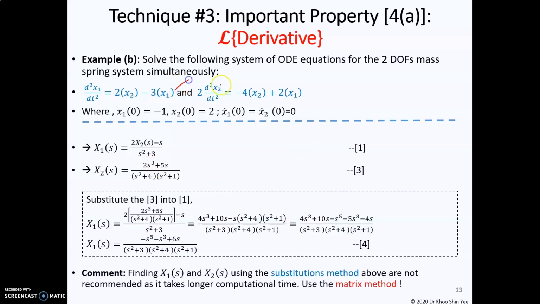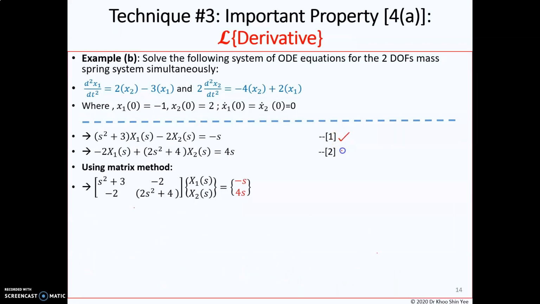Imagine that we have more than 2 ODE, let's say 3 ODE and above. So in this case, by using the substitution method, it is not recommended because it takes a longer computation time. Please use the matrix method to find the X1, X2 in this study. These are the previous two equations where you have X1 and X2 unknown to be solved.